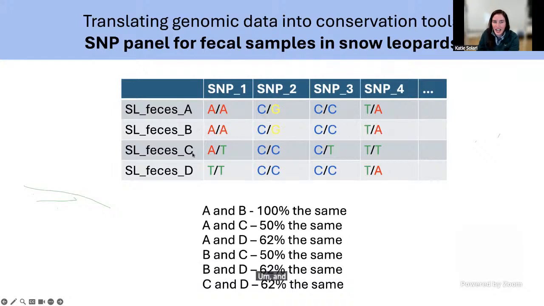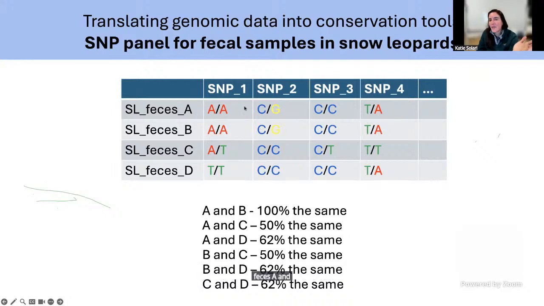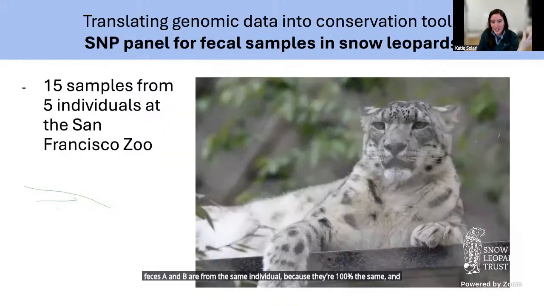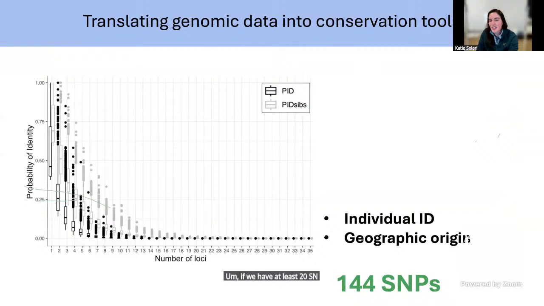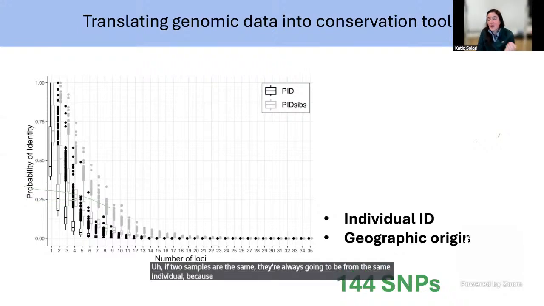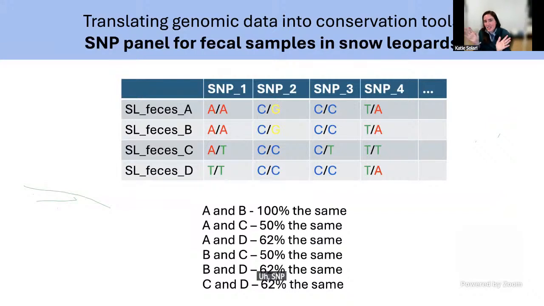And feces A and C is only 15% the same, and so forth. So from this, we can tell that feces A and B are from the same individual because they're 100% the same. And what this plot is telling us is that if we have at least 20 SNPs, if two samples are the same, they're always going to be from the same individual because the probability of two different individuals having the same SNPs is essentially zero.